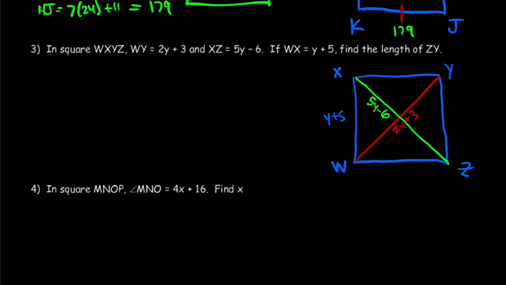So what I need is I need an equation. Well, what's tricky here, that's not going to be in your equation. Your equation is going to be setting the diagonals equal. So here's your equation. 5y minus 6 equals 2y plus 3.